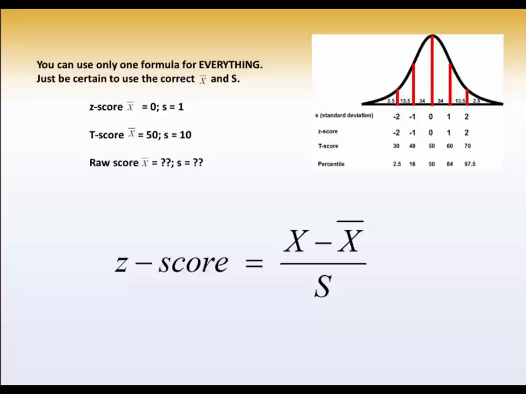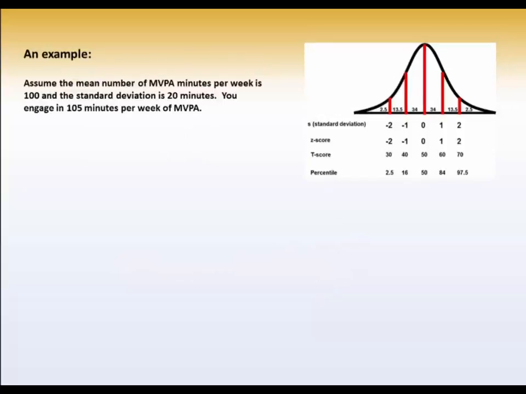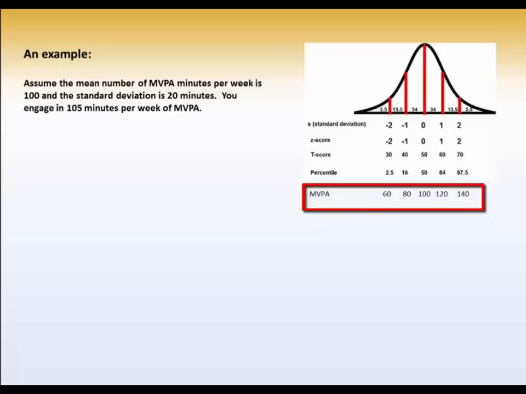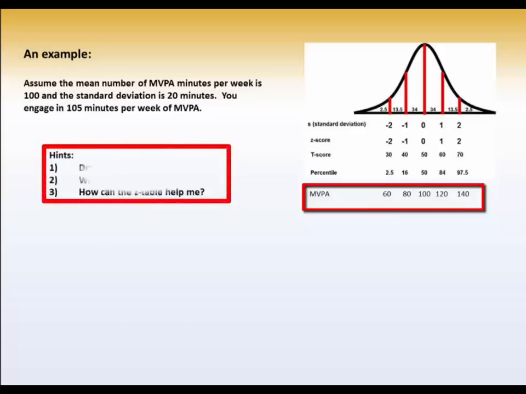Let's use this information and these formulas now to answer a couple of questions. Here's an example. Assume that the mean number of MVPA, moderate to vigorous physical activity minutes per week, is 100, and the standard deviation is 20 minutes. If you engage in 105 minutes of MVPA per week, well, let's see. There's a distribution for MVPA. You have a mean of 100, a standard deviation of 20, and where do you fall? You fall somewhere around 105.